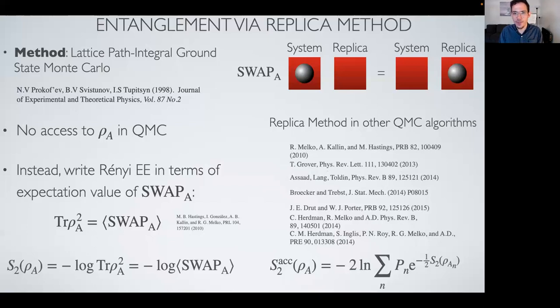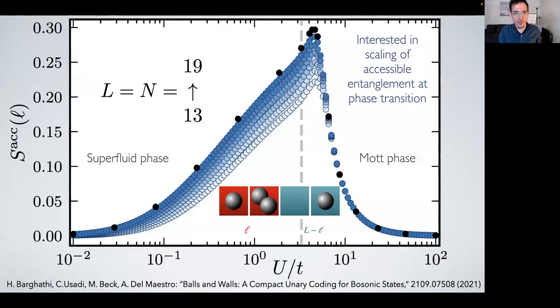Here we have a cartoon of how the swap operator acts on a system. So essentially you have the A subregion of a system and the A subregion of a replica. If we act with the swap operator, we just exchange the A state of the system with the A state of the replica. And we can extend this trick, where we rewrite trace of rho A squared as an expectation value, to the accessible entanglement entropy, which is what we will be computing.